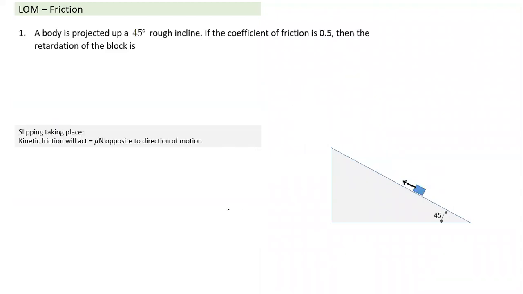Okay, so slipping is taking place, so kinetic friction will act, mu N opposite to the direction of motion. First we need to calculate N here. Since the block itself is not accelerated perpendicular to the plane, normal reaction will be equal to mg cos theta. Hence friction force will equal mu mg cos theta. And friction force will act in this direction. If the block is moving in this direction, kinetic friction will act in this direction, and that will be equal to mu mg cos theta.